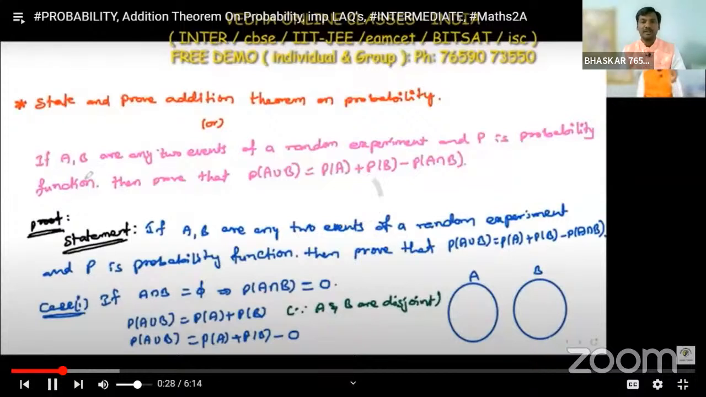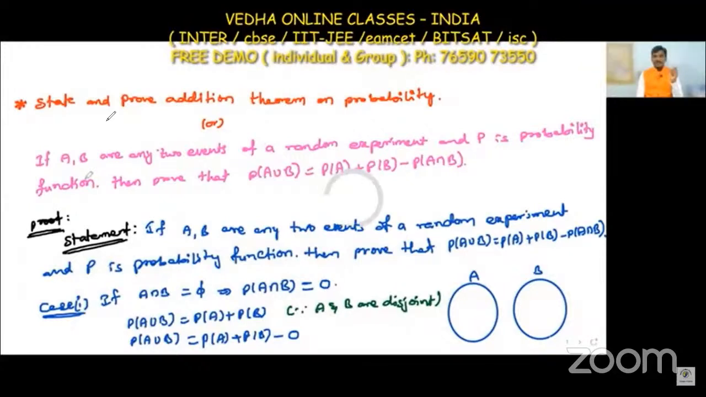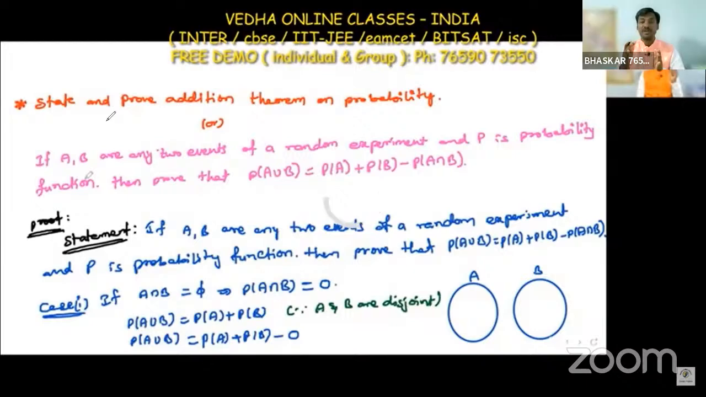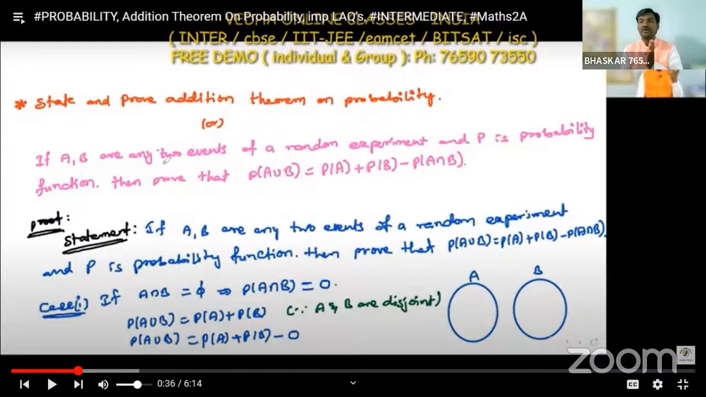Okay, sure. Here the addition theorem is one of the most important theorems, compulsory. We may get the question like this: state and prove the addition theorem on probability. We may get the theorem question either like this, or sometimes he may give the question as a definition, or he may give the statement as a question. Then we have to prove the statement. If the statement is not given, we have to write the statement.